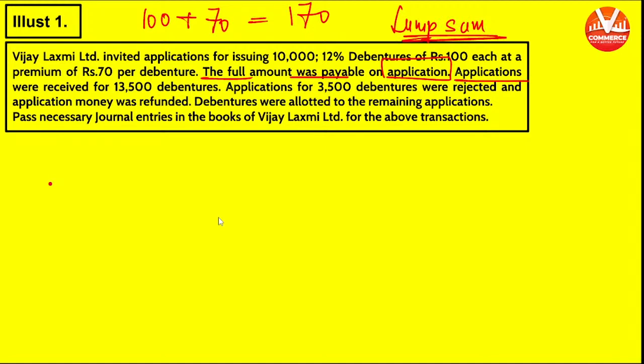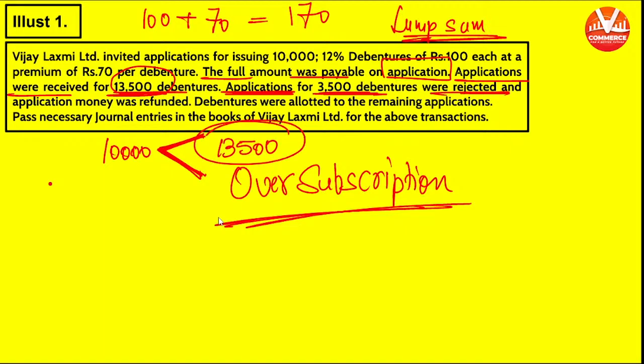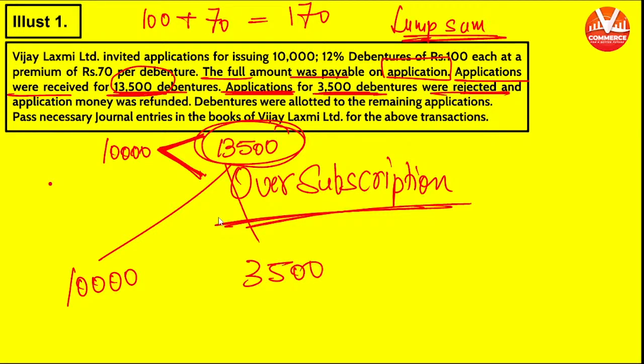Now, applications were received for 13,500. You issued 10,000 shares, but applications are received for 13,500. So applications received are more, and this is over subscription. Applications for 3,500 were rejected. So we received 13,500 applications, out of which debentures are issued to 10,000 and the remaining are rejected.